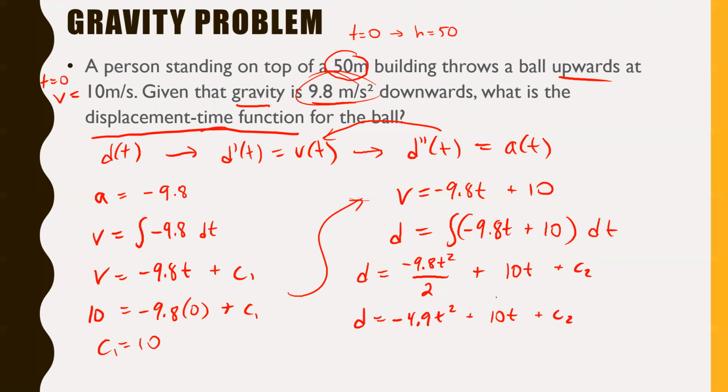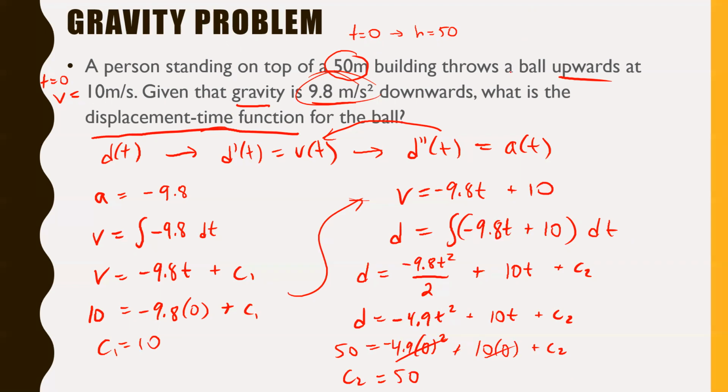But from here, we need to finish this function off because we don't know what c2 is. But the good news is we were told in the beginning that this started at the top of a 50-meter building. So in other words, when time is 0, our height is 50. So we can say 50 equals negative 4.9 times 0 squared plus 10 times 0 plus c2. Long story short, you can just see that these are gone now, and we'll just say c2 is going to equal 50.